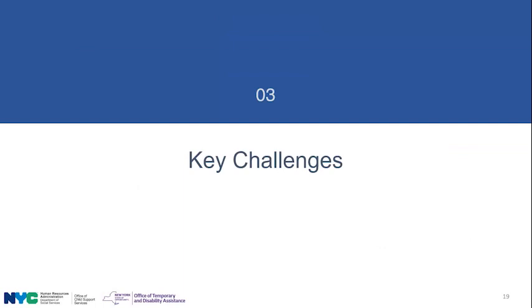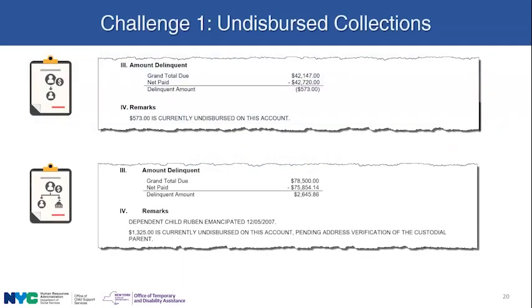And we're going to start off by going through some of the key challenges with these scenarios. So let's see on the next page. Okay, so we're going to start with undisbursed collections. This top screenshot shows an account that's actually currently overpaid by $573.